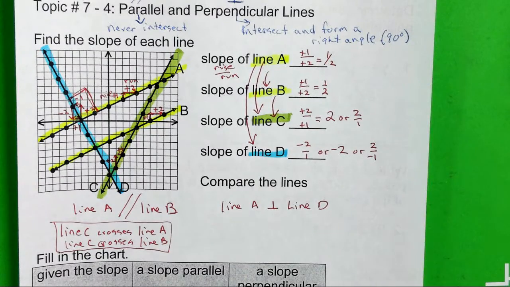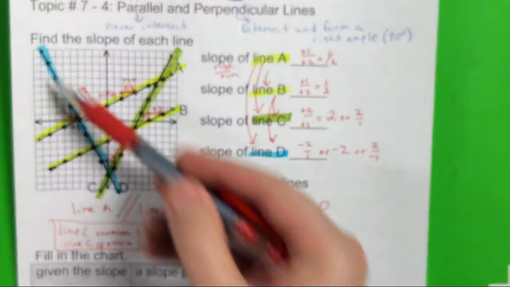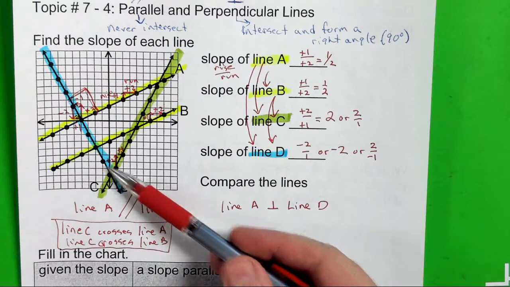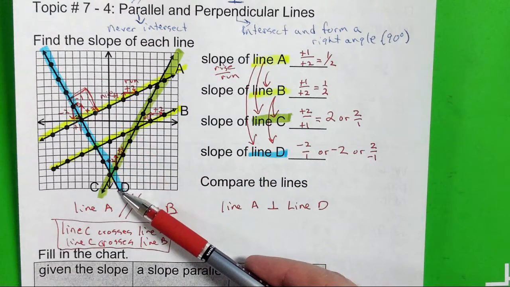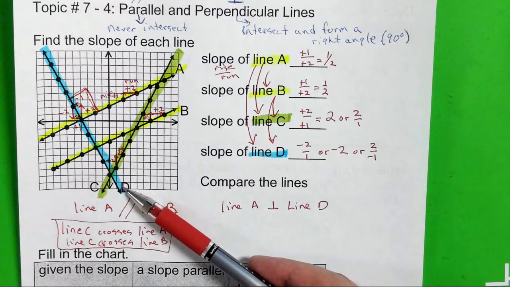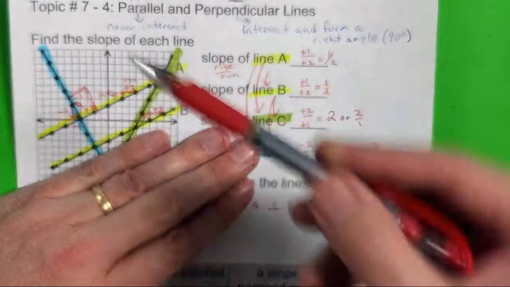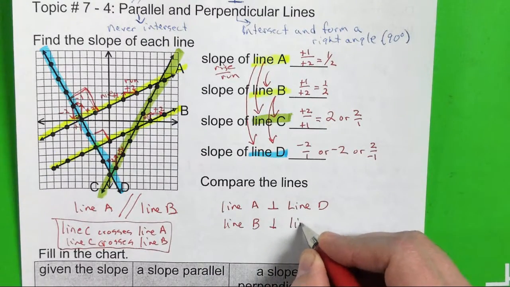Okay, let's look at line B and line D. What do you think about that one, Isabella? Oh, no, you already did one. Gabriella, what do you think about line B and line D? What's a good way to describe them? They cross, but do they cross in a special way? Do they make a T? Or an upside down T? Yes. They make an upside down T, so we can say line B is perpendicular to line D.